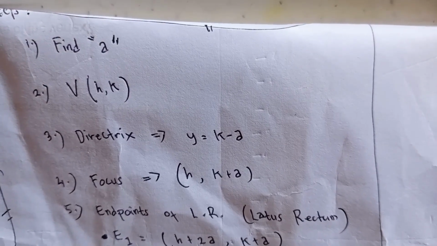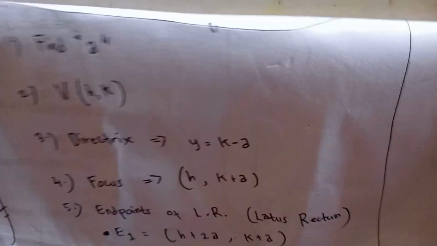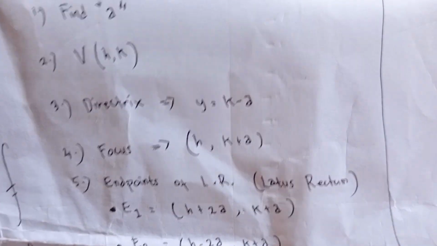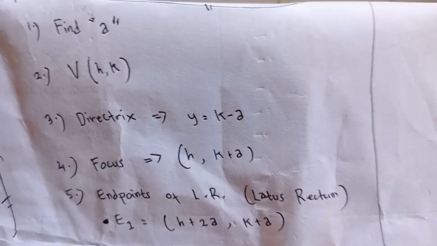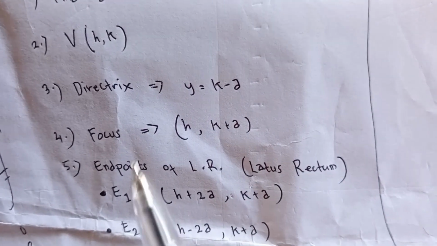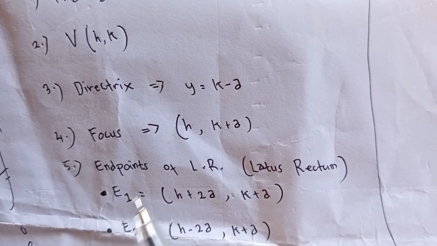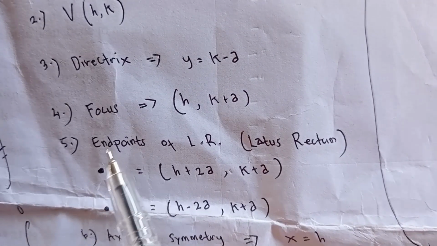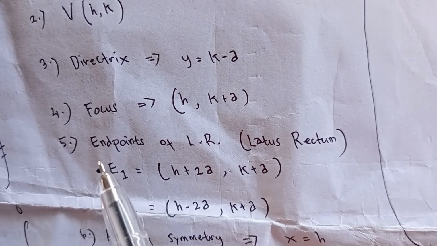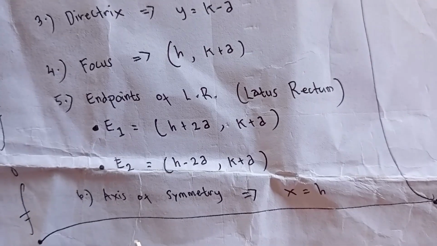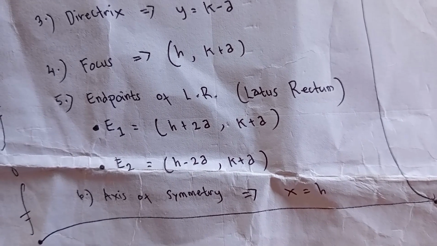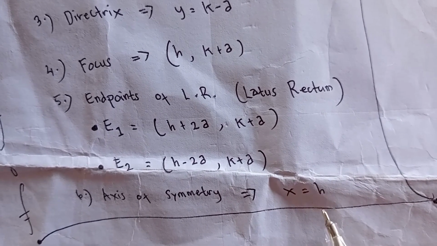There are actually 6 steps in terms of graphing this one. Number 1, find the value of a. Number 2, find the value of the vertex. Number 3, directrix. Number 4, focus. Number 5, find the two endpoints of the latus rectum. This is the corresponding formula, as well as the axis of symmetry, x equals h.